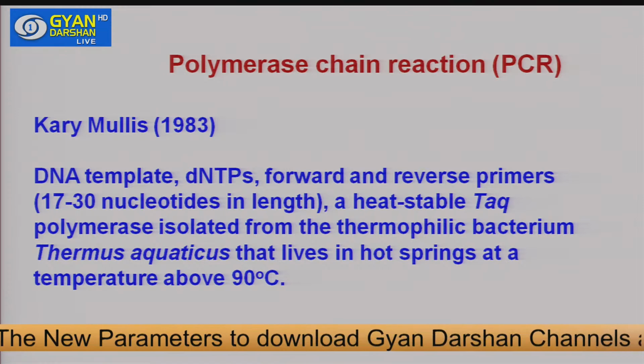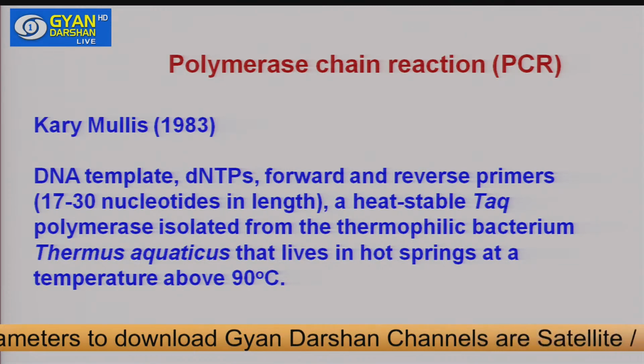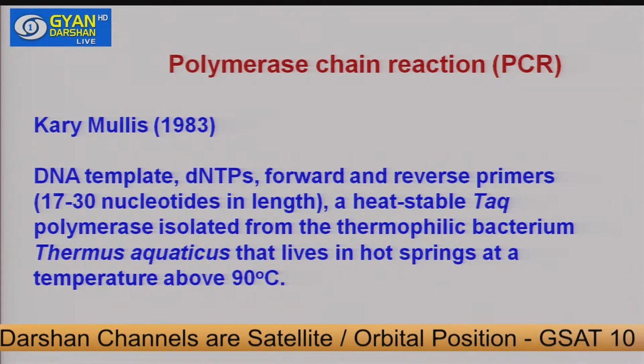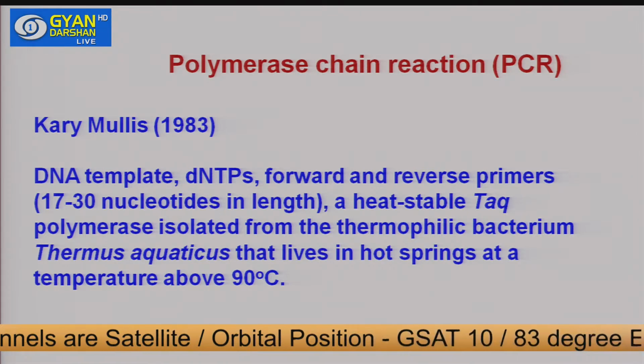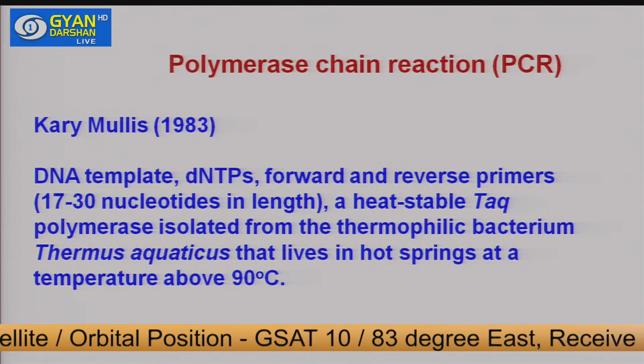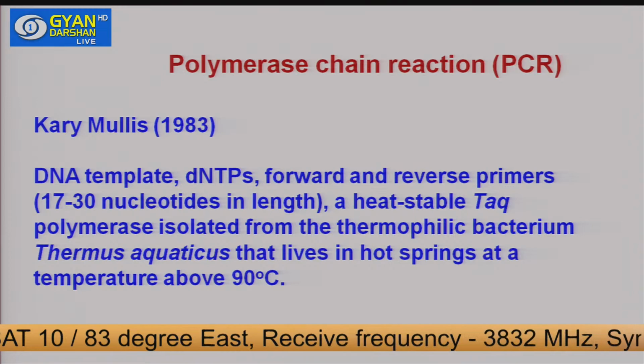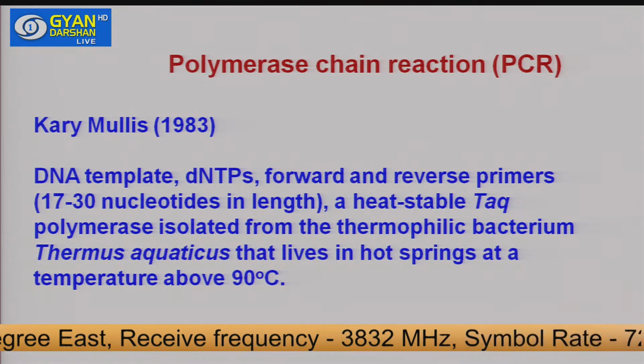Now the reason why you are not using normal DNA polymerase for amplification is that you need to undergo a denaturation step in the PCR reaction, and that denaturation step is almost 94 degree or 95 degree centigrade. And at such high temperature, the enzymes will not be able to maintain their activity. So you need to have a heat stable enzyme, and therefore you use this Taq polymerase.